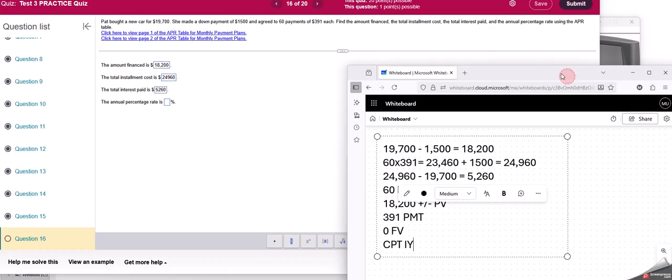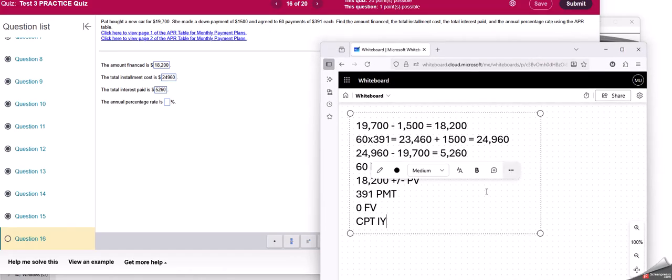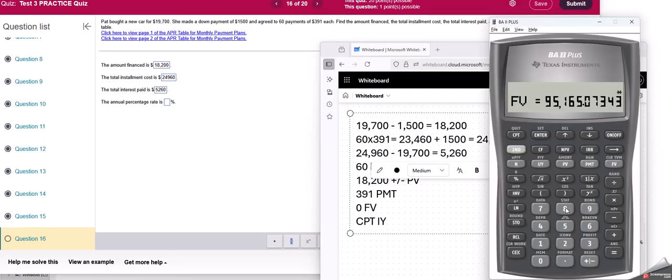So let me go push this back up, get to the calculator. All right, so come into the calculator. Again, 60 is our N, 18,200, hit the plus or minus button to make it negative, is the PV. $391 positive is our payment. Never a future value on a loan, so zero that out. And then compute the IY.